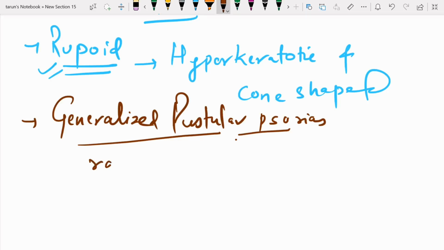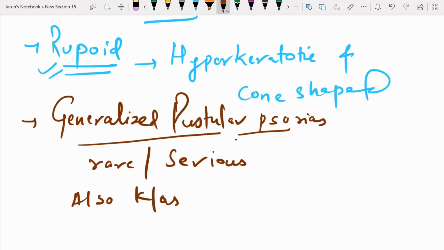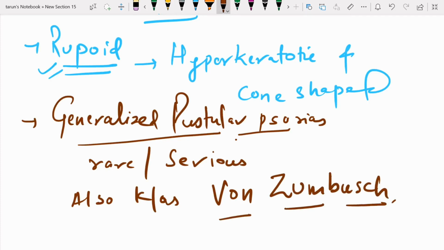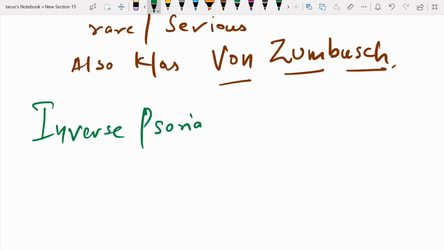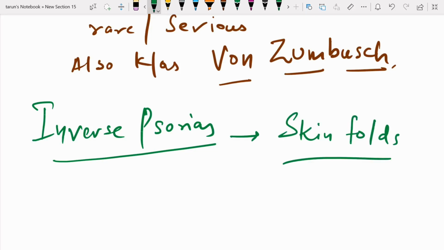It is very rare, but it is a serious condition, and it is also known as von Zumbusch psoriasis. Then we have inverse psoriasis. What happens in inverse psoriasis? The lesions are seen in the skin folds; the skin folds are involved. So these are the various clinical forms of psoriasis.